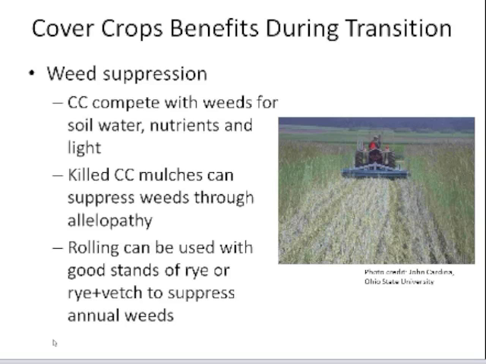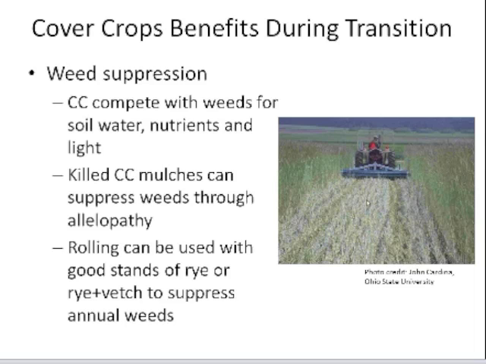Cover crops compete with weeds for soil, water, nutrients, and light. So obviously, if you have your land covered with a crop that you are planting, weeds will be less of a problem more of the time. You can kill cover crops to create a mulch that can suppress weeds through allelopathy. Ryegrass is very commonly used for this purpose. Buckwheat and tillage radish also have allelopathic qualities to them.